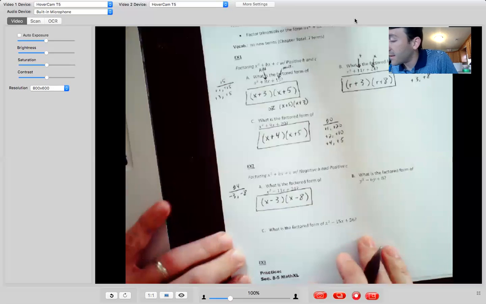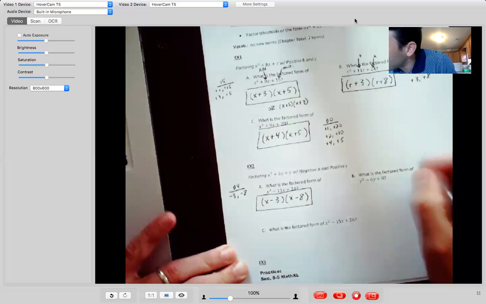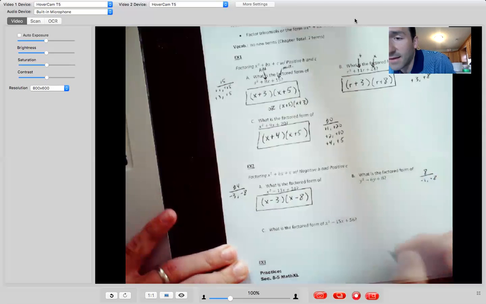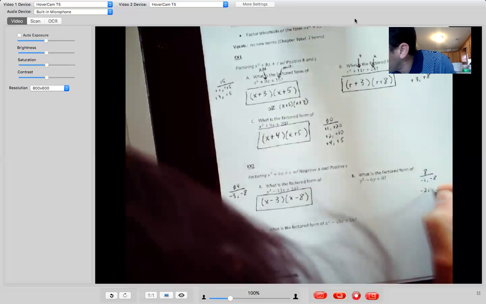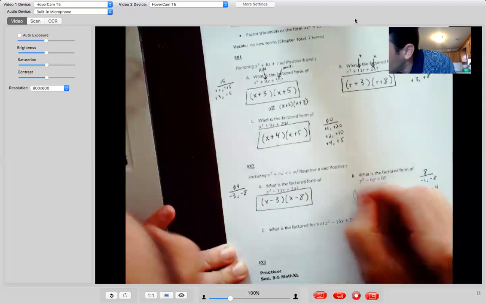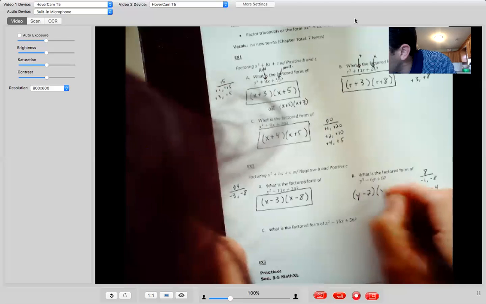All right, so next one, we haven't had this combination yet. Multiplies to 8, adds to -6. So let's go ahead and look at our multiples of 8. We could have -1 and -8, but those add up to -9. We could have -2 and -4, and that's going to be our winner. -2 plus -4 is -6. So the answer here is y minus 2 times y minus 4.